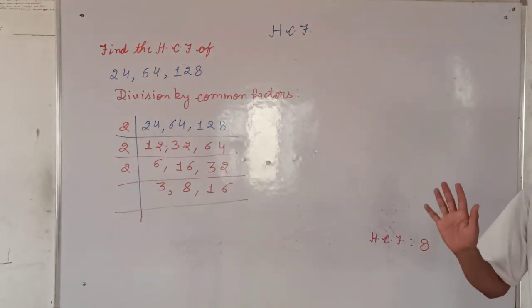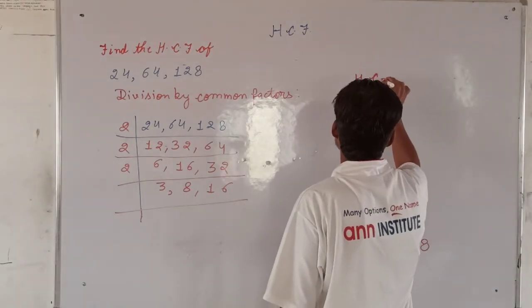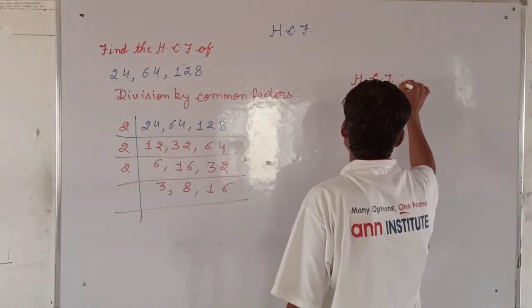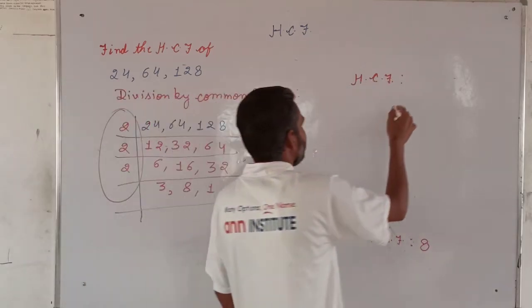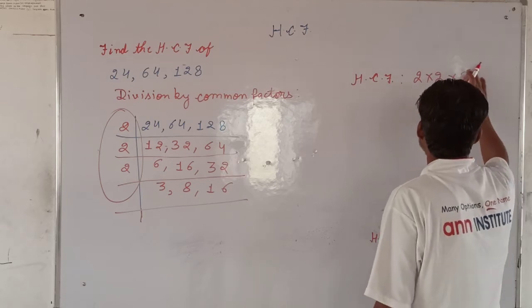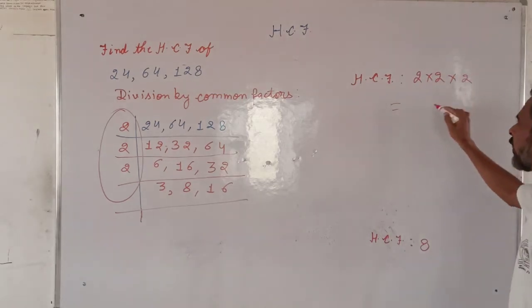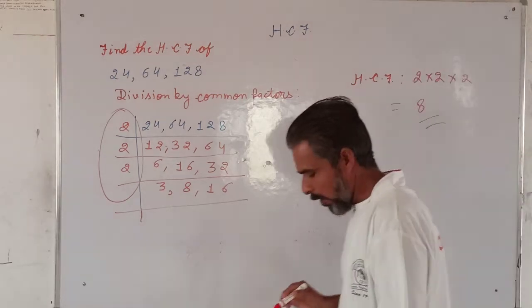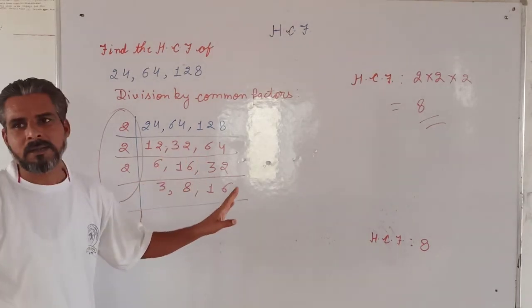Then we will stop here only. So now we will calculate the HCF, and HCF will be 2 into 2 into 2. 2 to the 4, 4 to the 8. Now again by the third method also we got the same answer, 8.